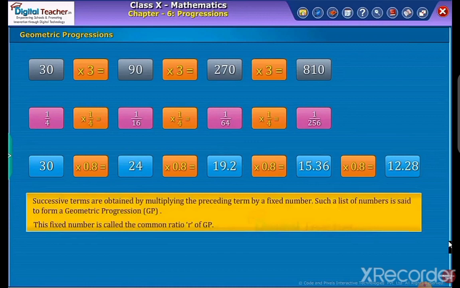From the above lists of numbers, we observe that successive terms are obtained by multiplying the preceding term by a fixed number. Such a list of numbers is said to form a geometric progression, GP. This fixed number is called the common ratio of the GP.